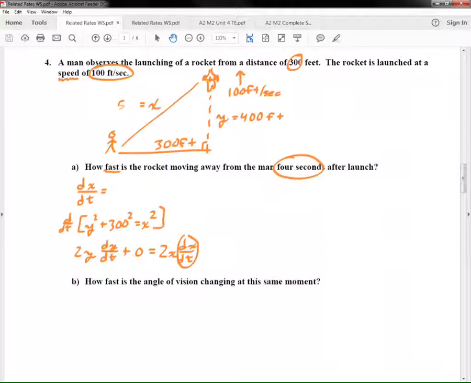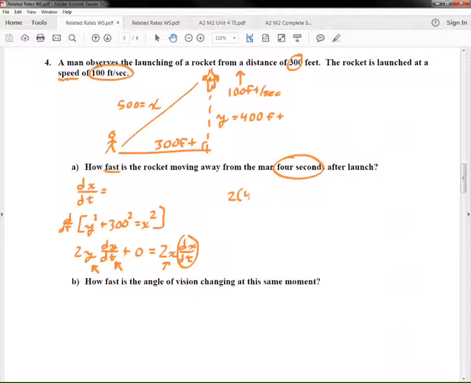If you didn't know that, you guys could use the Pythagorean Theorem to find that out, or look up Pythagorean triples, because we have a 3, 4, and then there's a 5. So now we have all those variables. We have the y, we have a dy dt, and we have an x. So we go about solving.